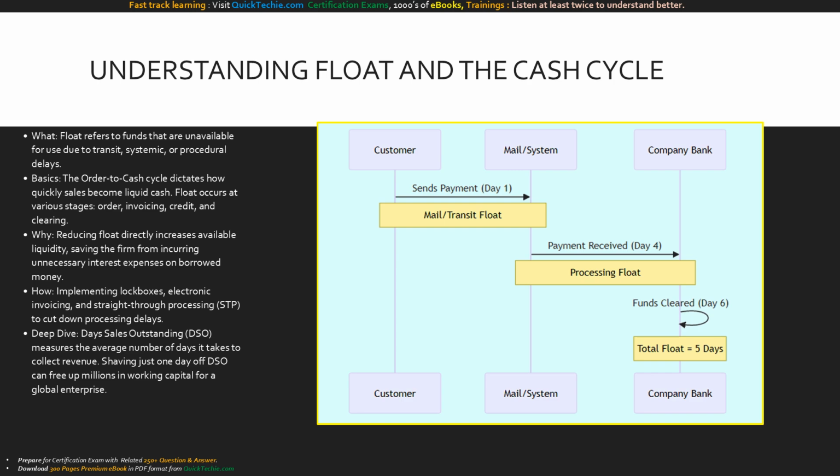Now we enter processing float, where the bank clears the transaction. Finally, on day 6, the funds are cleared and available for the company to use. That is a 5-day total float period where your cash was completely paralyzed. Our job as treasury professionals is to compress this timeline to zero using digital tools.